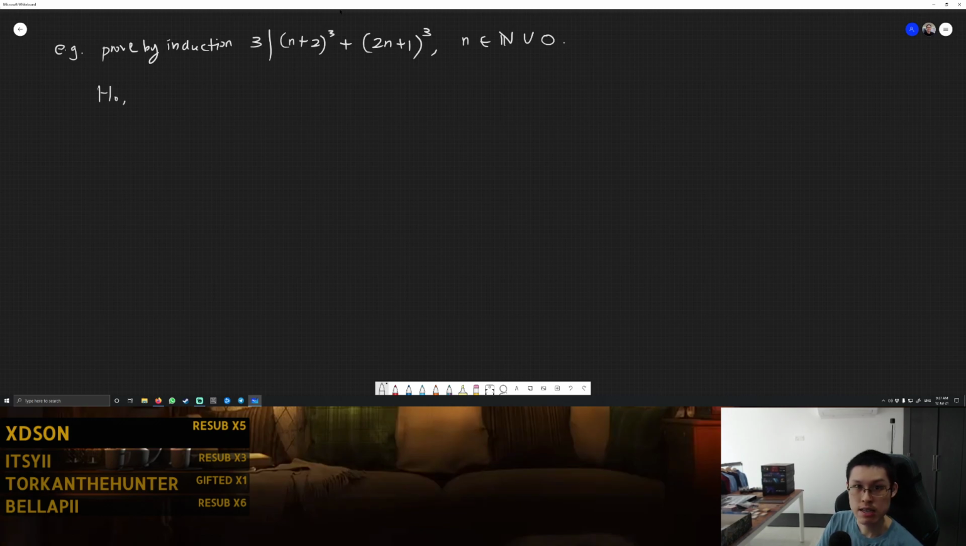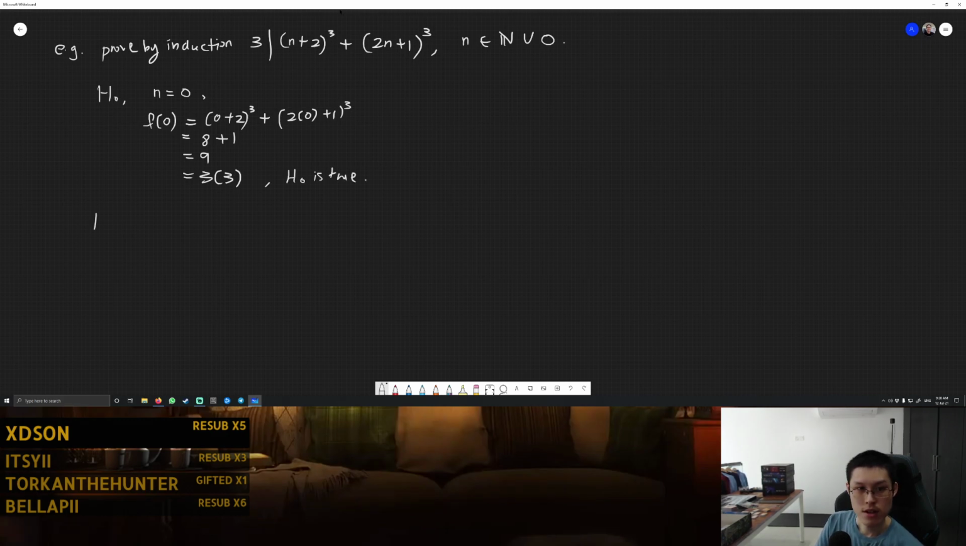Our base case is going to be when n is 0. So that's going to give me (0 + 2) cubed plus (2 times 0 + 1) cubed. And that's going to give me 2 cubed, which is 8. And that guy here is going to give me 1 cubed, which is 1. So we got 9. 9 is actually 3 times 3. So we have shown that it is in fact divisible by 3. Yeah, so H0 is true.